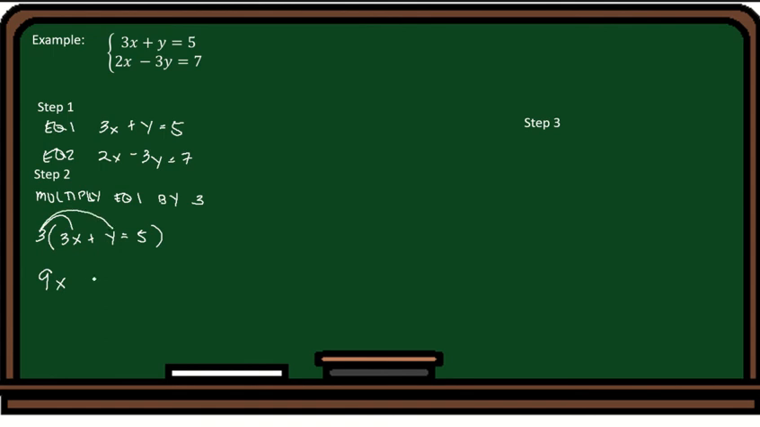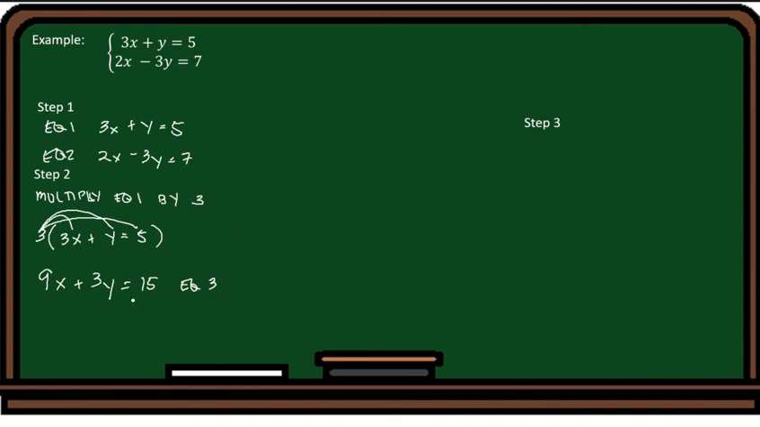3 times y, that is positive 3y. And 3 times 5, that is equal to positive 15. So this is now the resulting equation. After you multiply equation 1 sa 3, nagkaroon na kayo ng 9x plus 3y equals 15. So ito na yung ating new equation, and let's name this as equation 3.